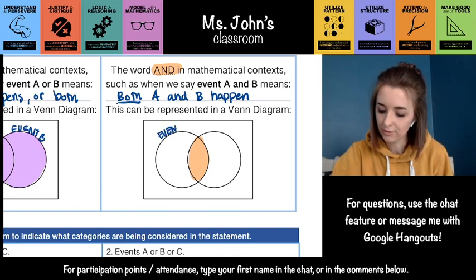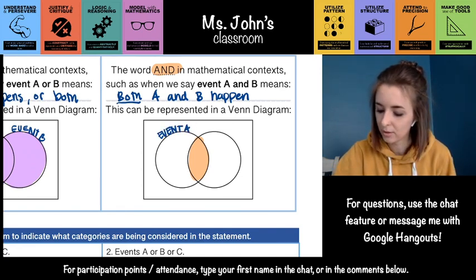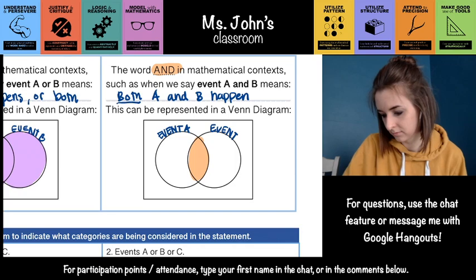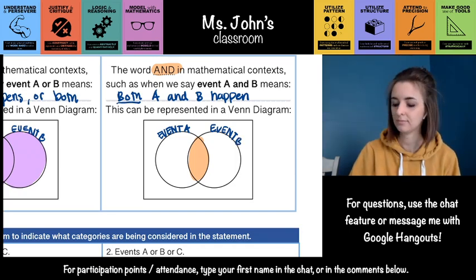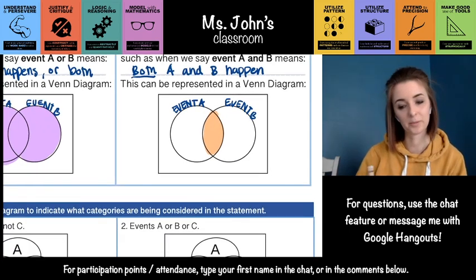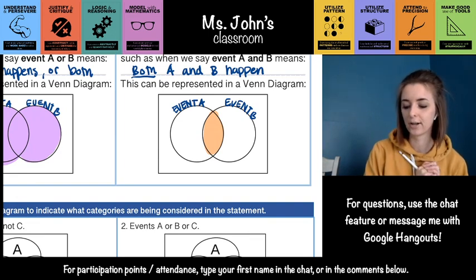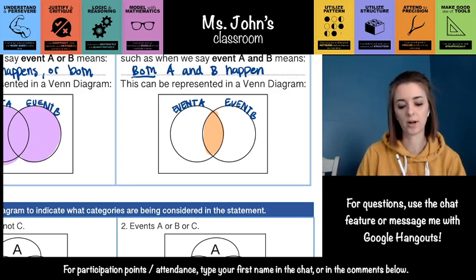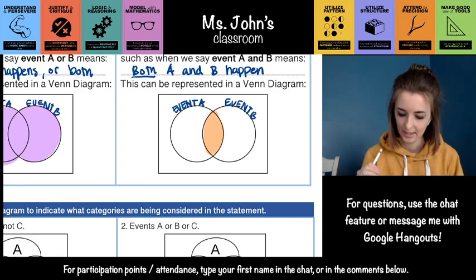So the only favorable option is if both event A and event B occur, which is just the intersecting part of those circles. So very much less than our "or" option. So now we have "and" and "or."